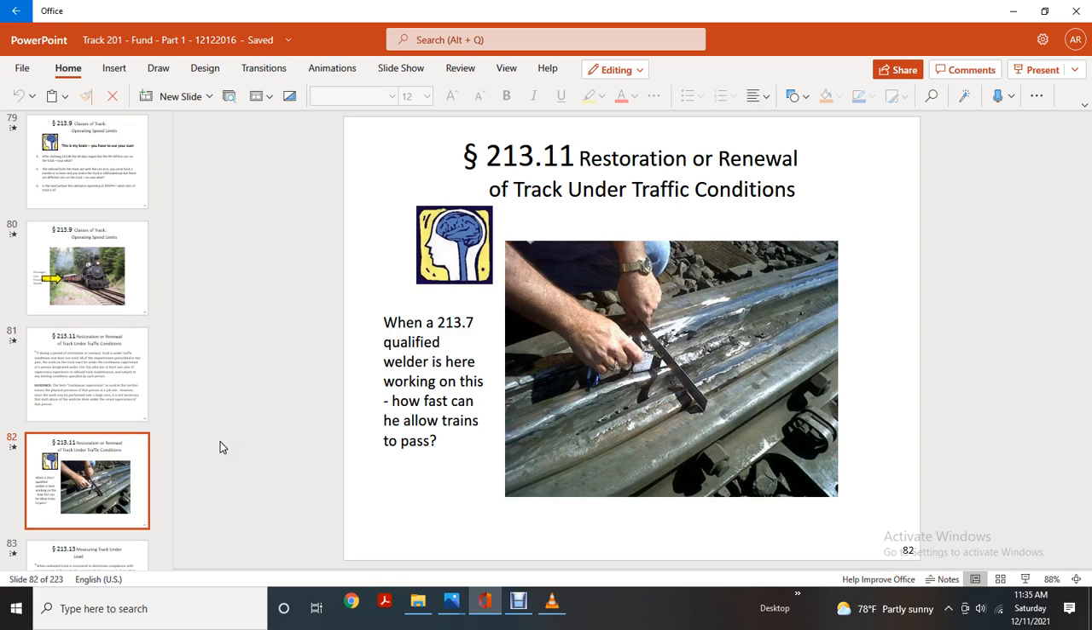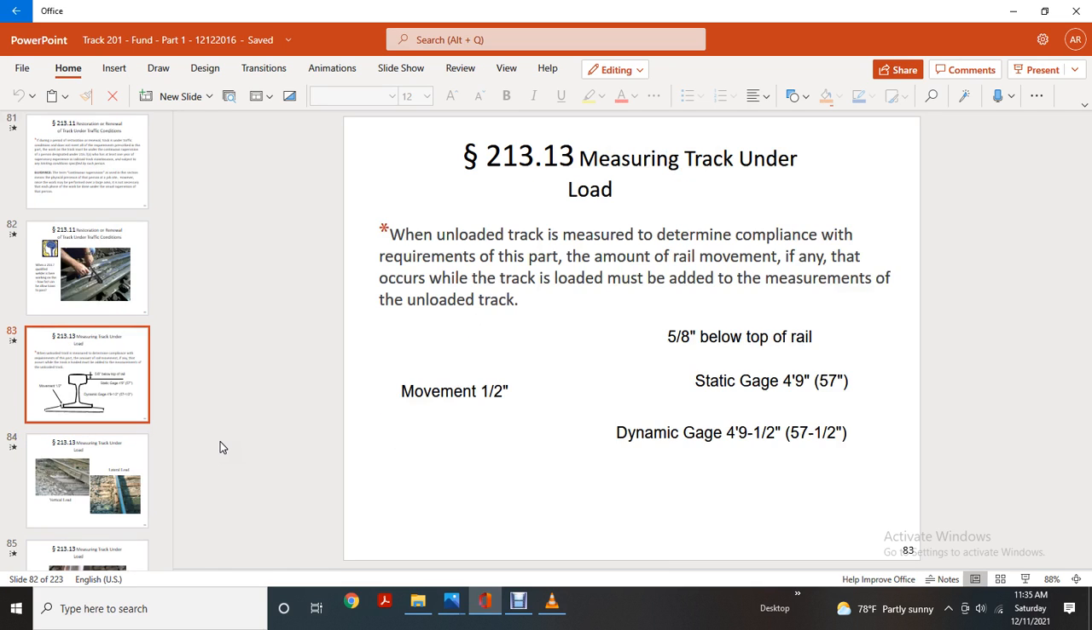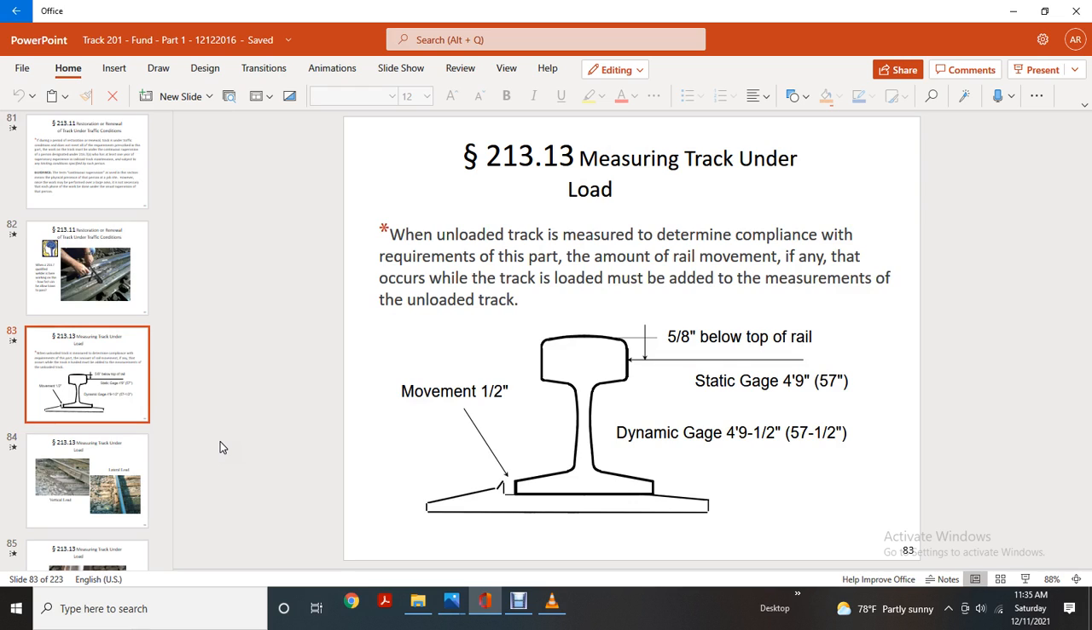Restoration or renewal of track under track conditions, 213, some qualified welders working on this. How fast is the train allowed to pass? When under loading, measure to determine compliance with the requirements of the part with the bound rail movement. If any of the curve of the track, it must be added with the measurement of the unloaded track of the movement of 1/2 inch, 5/8 of an inch below the top of the rail, static gauge of 4 foot 9 inch or 57 inches, dynamic gauge of 4 foot 9 inch and 50.5 or 57.5 inch.